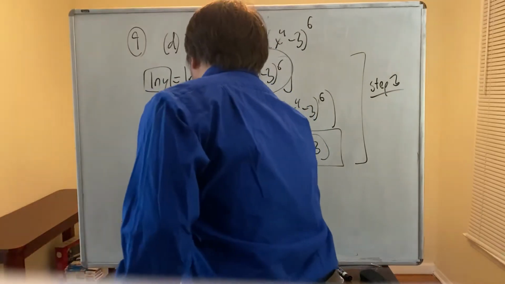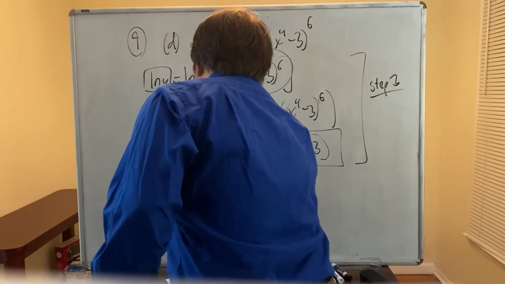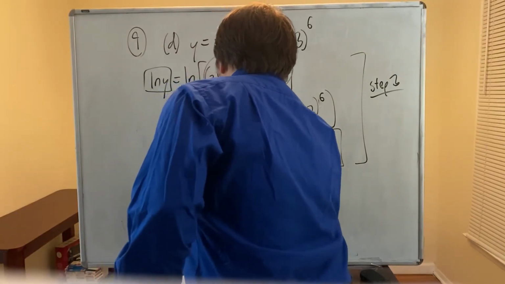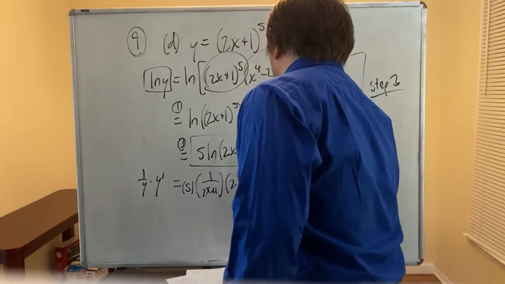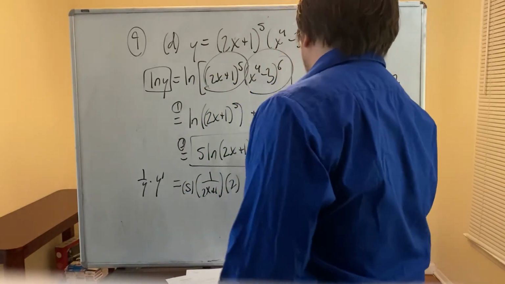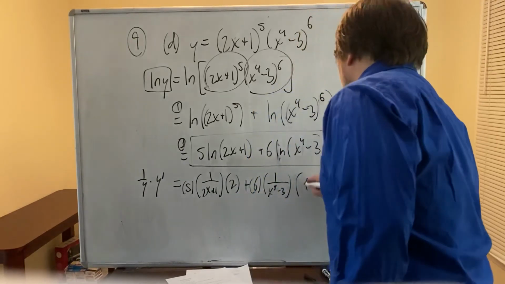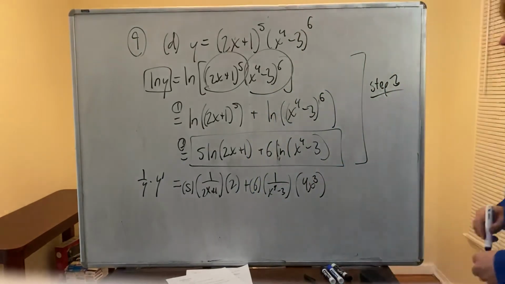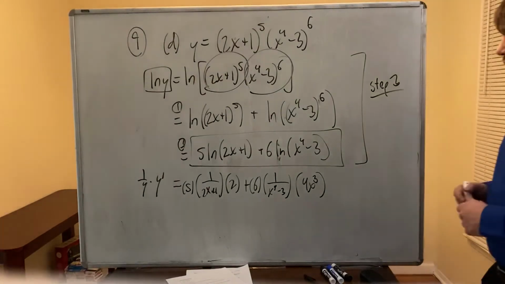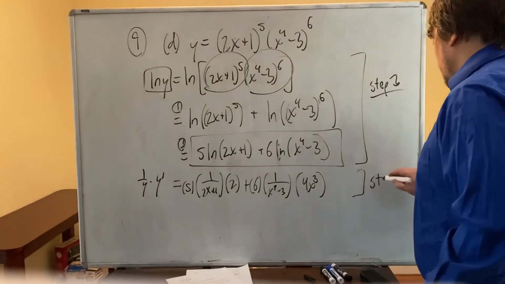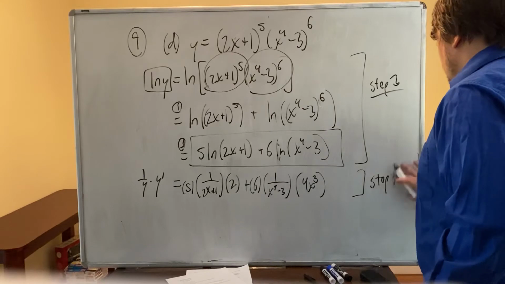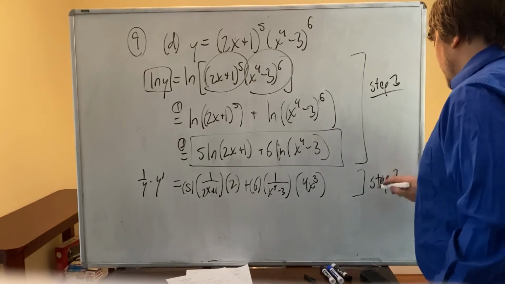d dx of the right side is 5 times 1 over 2x plus 1 times the derivative of 2x plus 1, which is 2, plus 6 times d dx of ln of something, which is 1 over that something, times the derivative of that something, which is 4x cubed. So now I differentiated implicitly with respect to x. That's step 2.